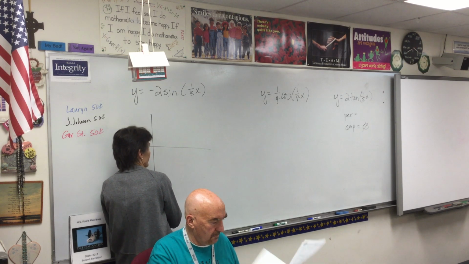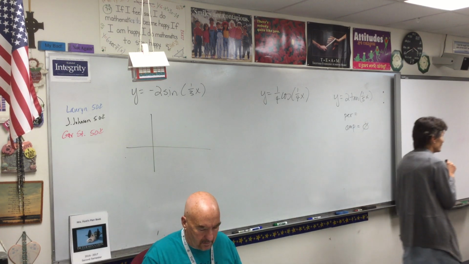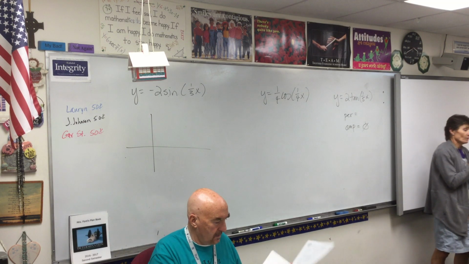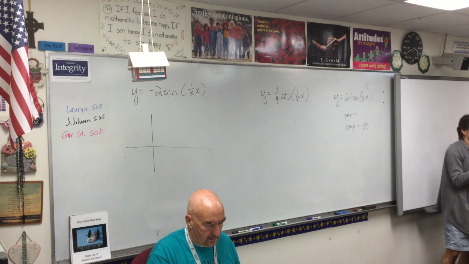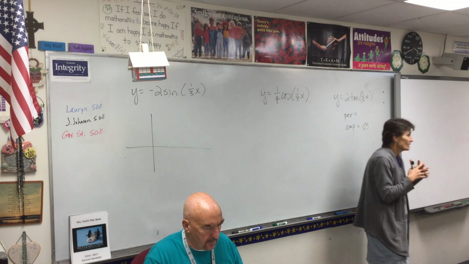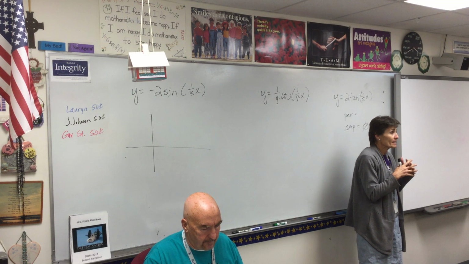Now, first thing I'm going to do is draw my shape. What do I have to pay attention to in this problem? There's two numbers in there, but as far as the shape goes, there is a negative, and the negative is going to turn it upside down.